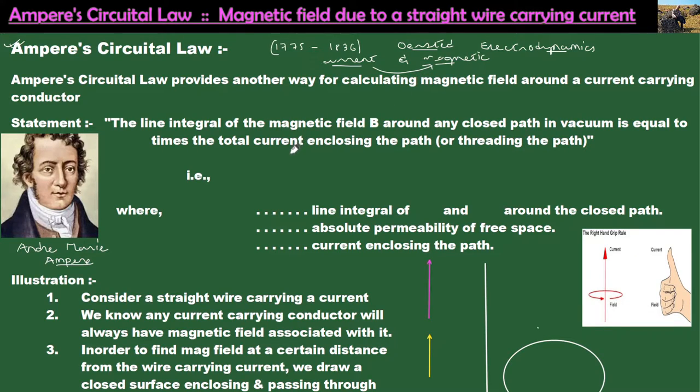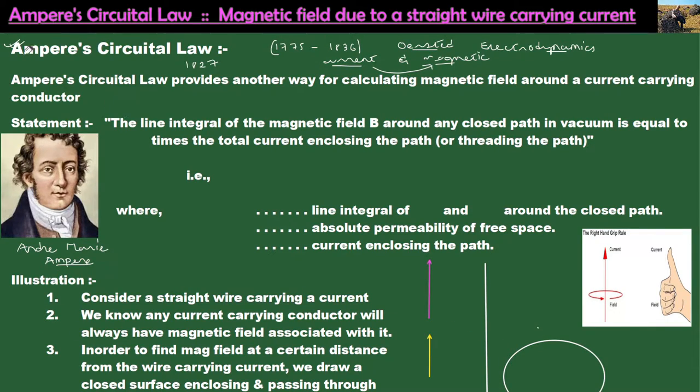So these are some of the important things. And in the year around 1827, it culminated in the hypothesis known as Ampere's Circuital Law. So what is basically this Ampere's Circuital Law?